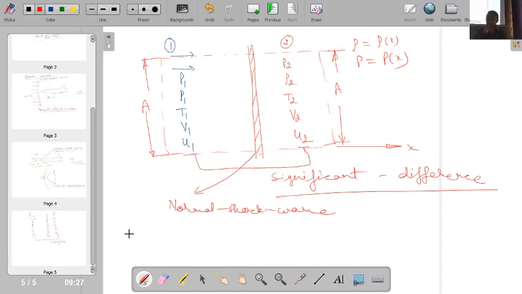So each and every parameter, say temperature, velocity, and internal energy, is also a function of x. When all the parameters depend upon a single coordinate, I can call this situation a one dimensional flow.